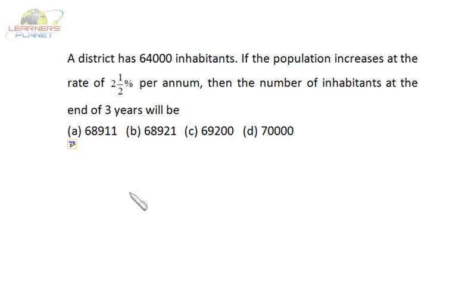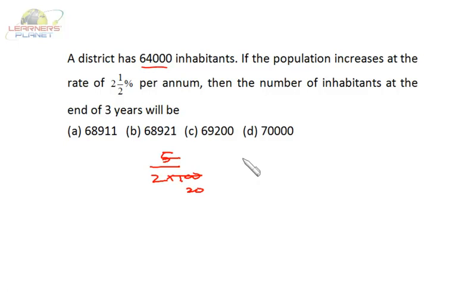Now let's see this question. A district has 64,000 inhabitants. If the population increases at the rate of 2.5% per annum, then the number of inhabitants at the end of 3 years will be what? Okay, now what is 2.5%? We can say 5 by 2%, or we can say 1 by 40. Okay, so the population is increasing by 1 by 40 per annum.